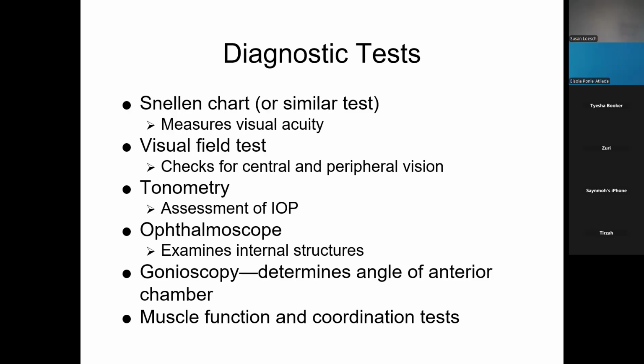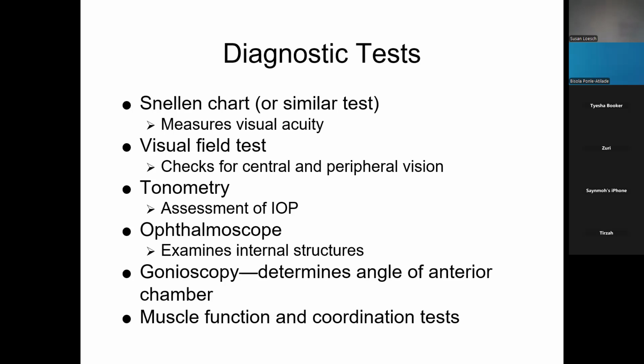And then gonioscopy, this measures the angle of the anterior chamber, which might be important again in someone that has acute narrow angle glaucoma, because the angle changes between the lens and the cornea there, and that's what causes the damage there for that eye. That's a more medical emergency, that acute narrow angle glaucoma. The chronic glaucoma is not a big deal, but acute narrow angle, that's going to be an emergency.